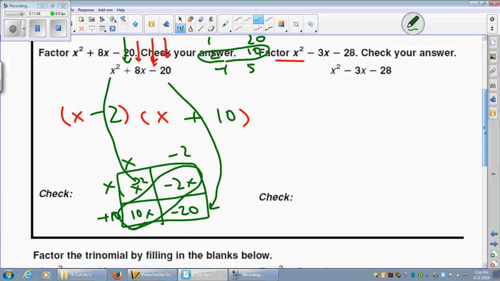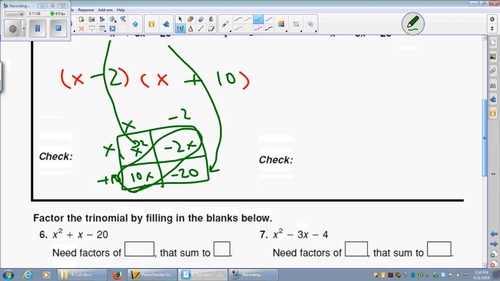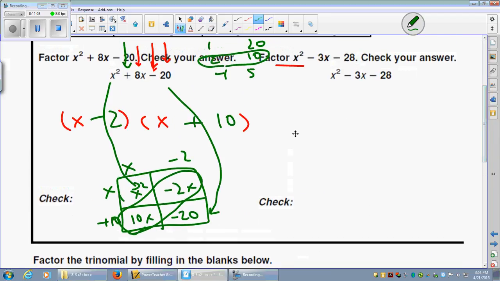One more for us to try together here, and then I'm going to have you guys try some of these on your own. Let's do factors of 28 that subtract to give us 3. Well, the big thing that pops out in my head with 28 has always been 7 and 4. Do they subtract to give us 3? 7 minus 4 is obviously 3, so I'm going to put a 7 and a 4.